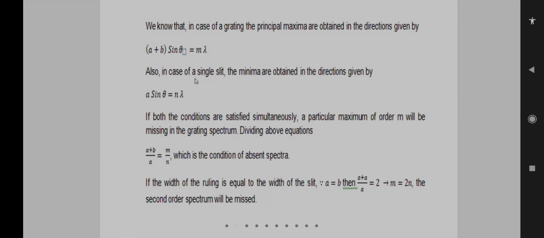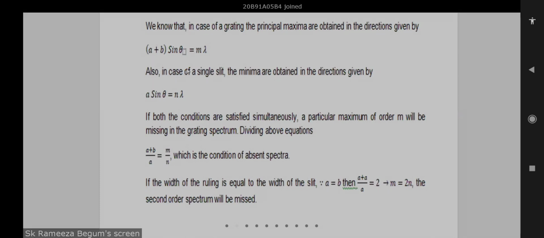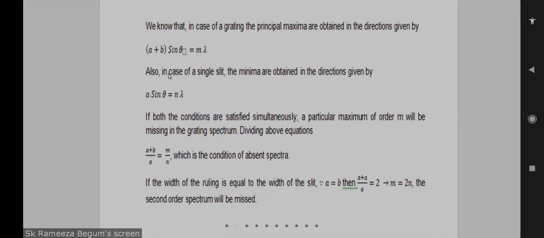Also in case of a single slit, the minima are obtained in the directions given by a sine theta is equal to n lambda. In single slit Fraunhofer diffraction, this is the required equation for obtaining minima: a sine theta is equal to n lambda.